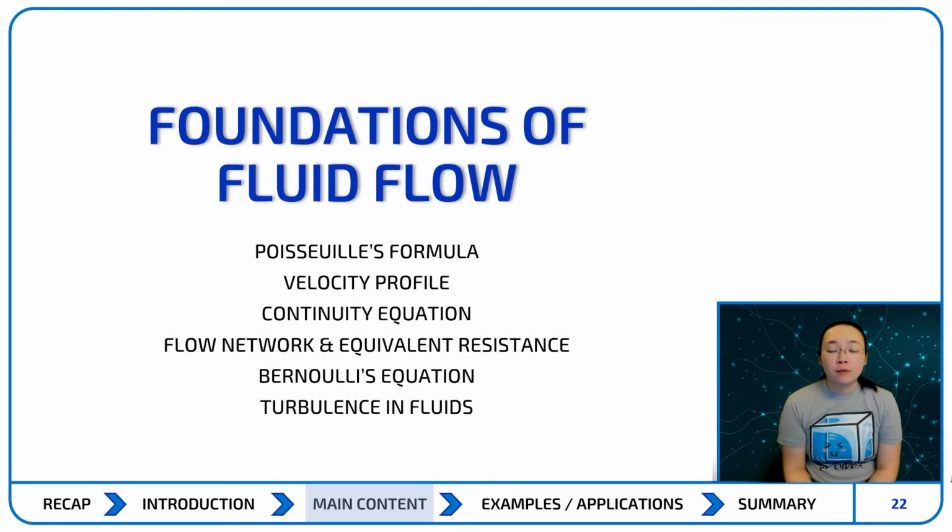So let's now go through some foundations of fluid flow. We have several equations that we have to present. One of them is Poiseuille's formula. We have to go through velocity profiles in a little bit more detail now. We can present something called the continuity equation so that we can figure out if we change the size of the pipe, then what will the speed be based on the cross-sectional area. We'll then take a look at flow networks and equivalent resistance. That's like an analogy that we'll present. Then Bernoulli's equation and turbulence in fluids.